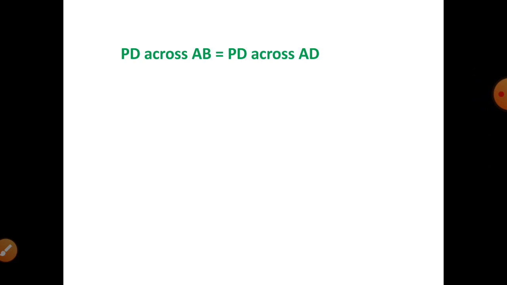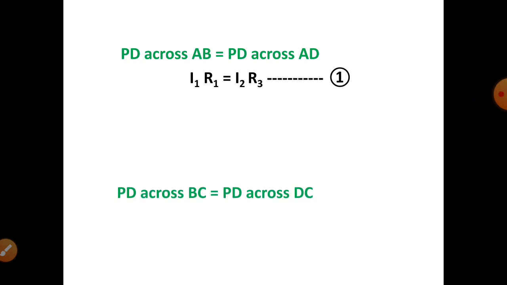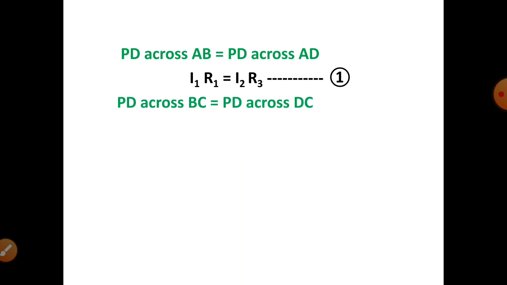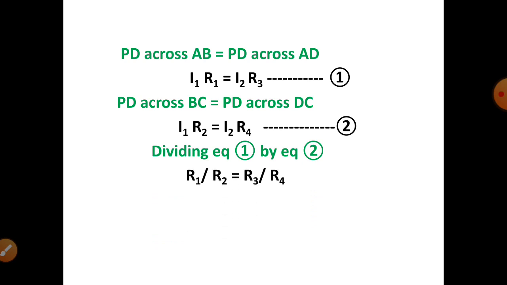Now applying Ohm's law, we can write I1 R1, potential drop across AB, is equal to I2 R3, which is potential drop across AD, and potential drop across BC is equal to potential drop across DC. Applying Ohm's law again, for R2, I1 R2 is equal to I2 R4. Now dividing equation 1 by equation 2, I1 and I2 will get cancelled, and we get R1 upon R2 is equal to R3 upon R4.